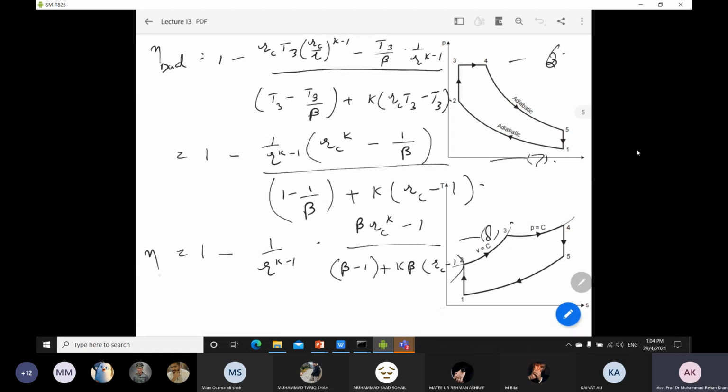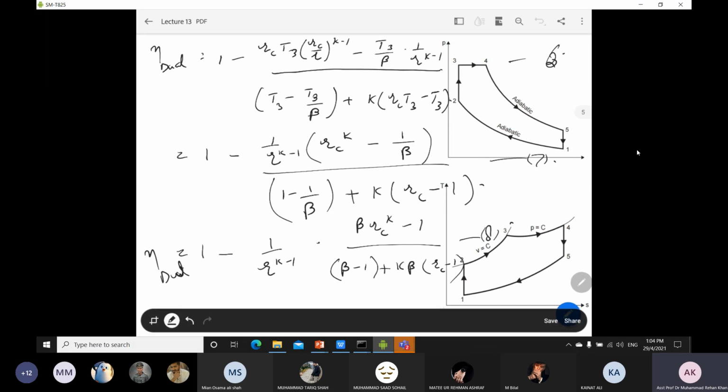Okay, so now this is the equation for your dual cycle, and this equation is not available in your books, it is from your reference book, so that's why you have to listen carefully to how to develop this type of equation, because the proof is not available in your book as well.